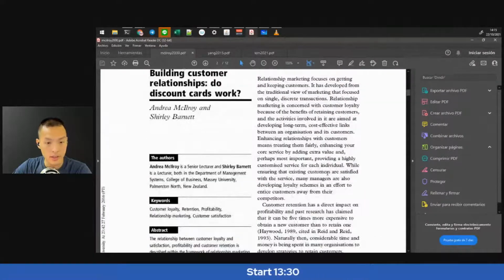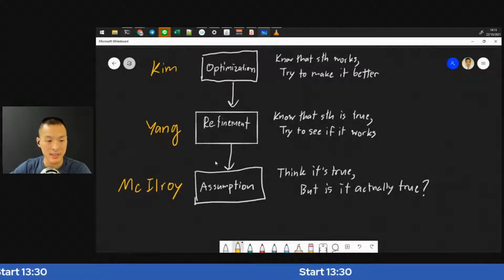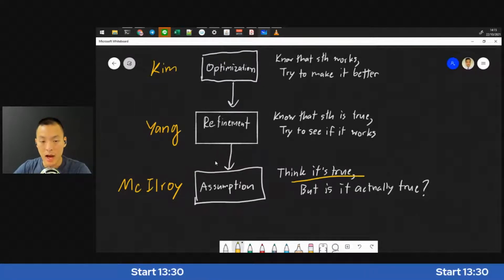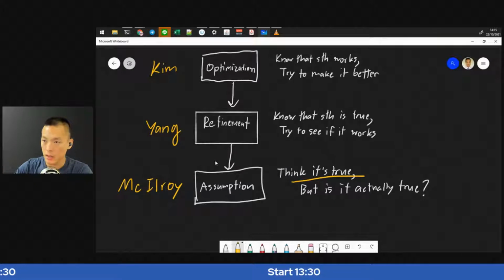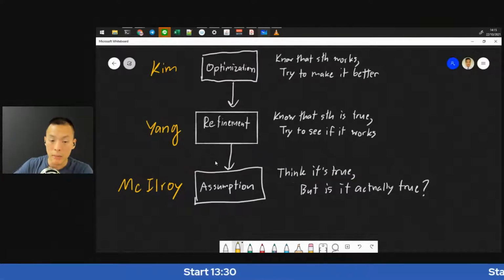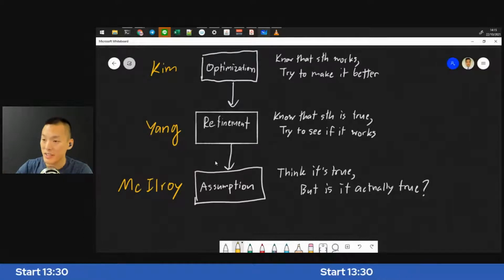So that's the gist of this research. But why is it so powerful? It is so powerful because it attacks the assumption layer of giving out discounts. We thought that giving out discounts will make your business better in the long run. That's why we do it. But as it turns out, it's not true, at least for New Zealand people.